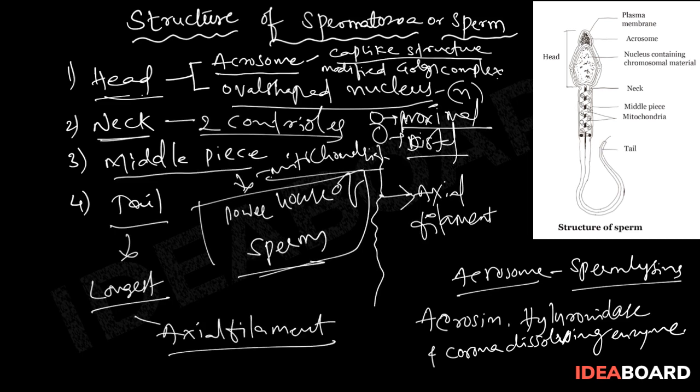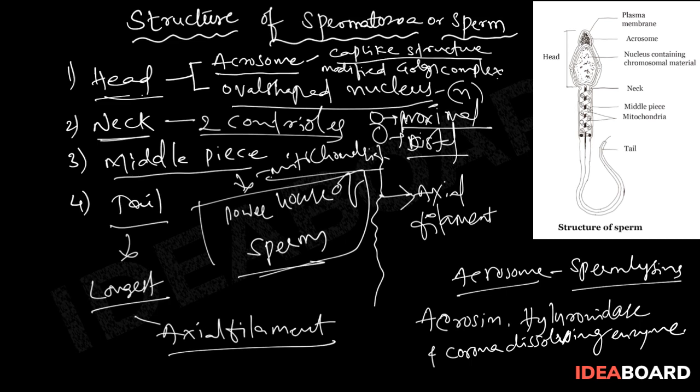So the tail is useful for the movement of sperm after insemination into the vaginal sac. The sperm should move to the fallopian tube through the cervix and the uterus. So to reach the fallopian tube for fertilization, this tail is useful.